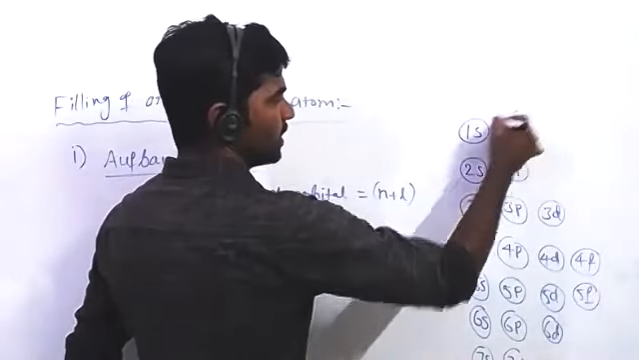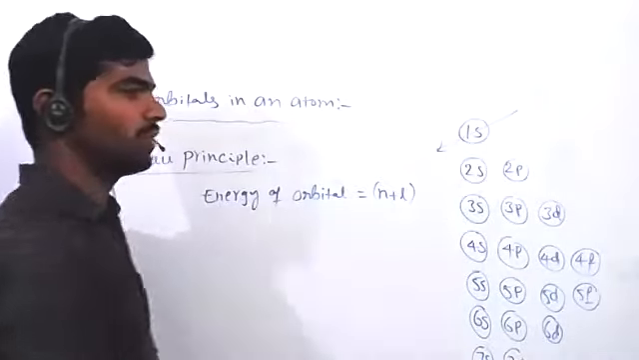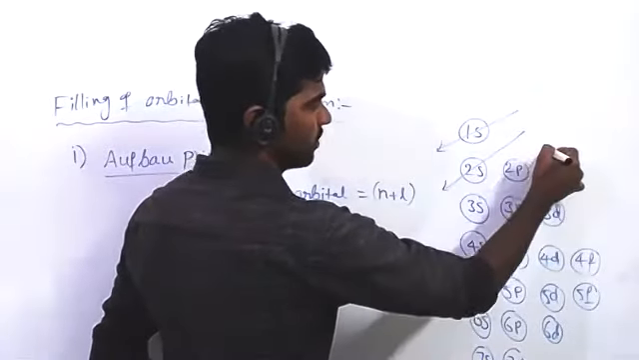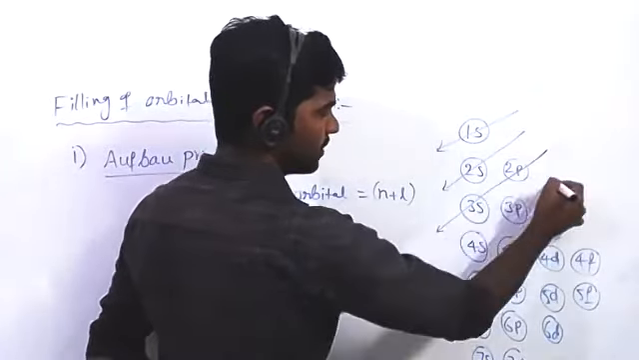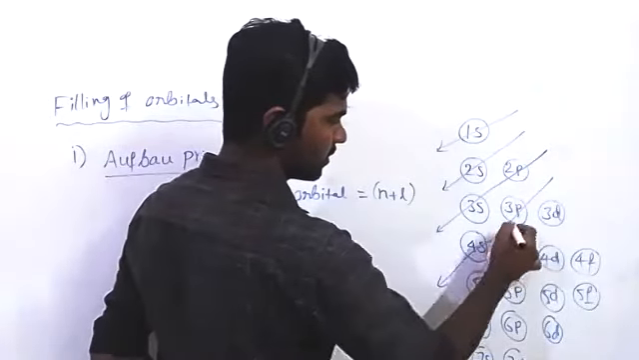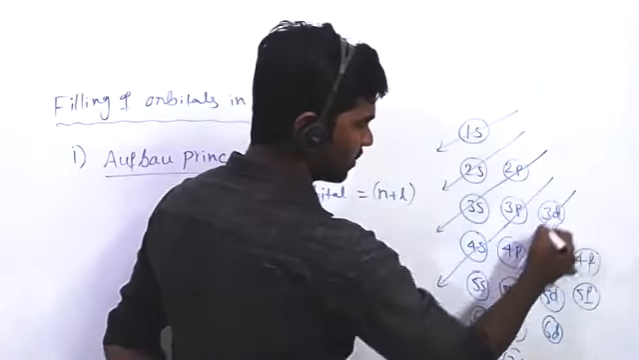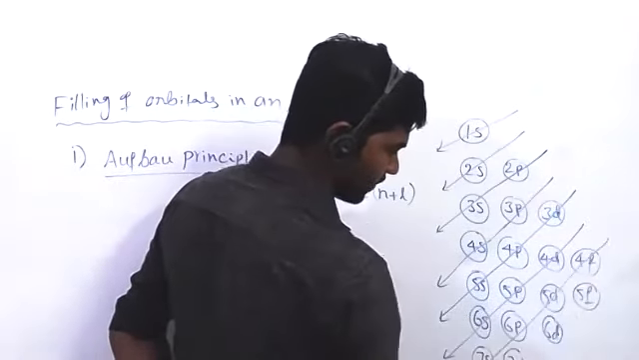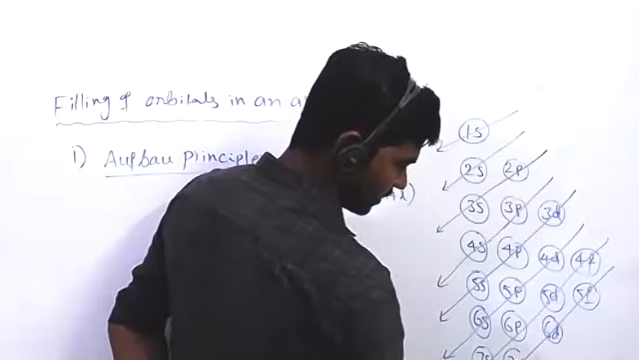So 1s is the lowest energetic orbital. First electrons go into the 1s orbital. Then after 2s, the electron goes into 2p. After 3s, 3p, 4s. After filling of 4s, the electron goes into 3d, 4p, 5s. Then 4d, 5p, 6s. 4f, 5d, 6p, 7s.